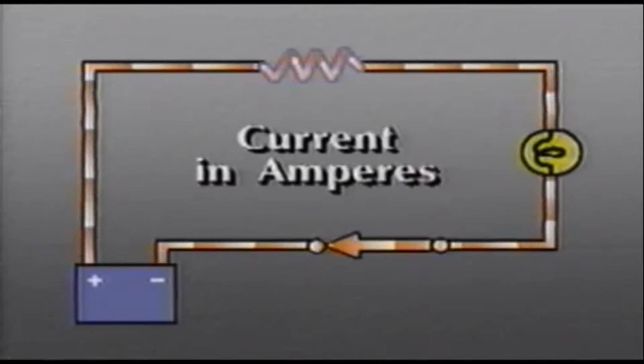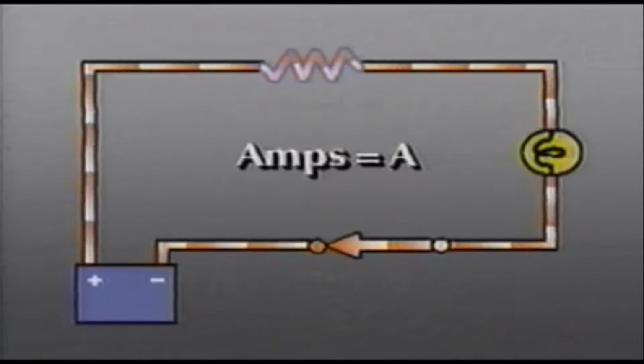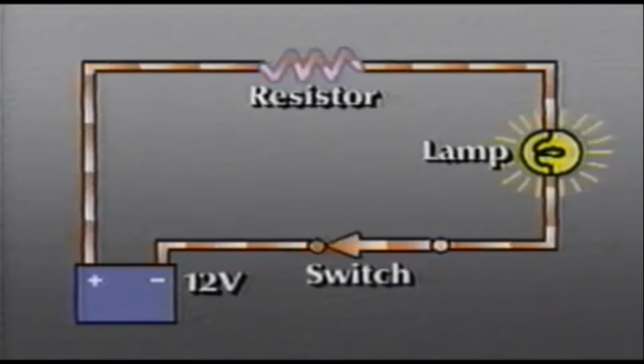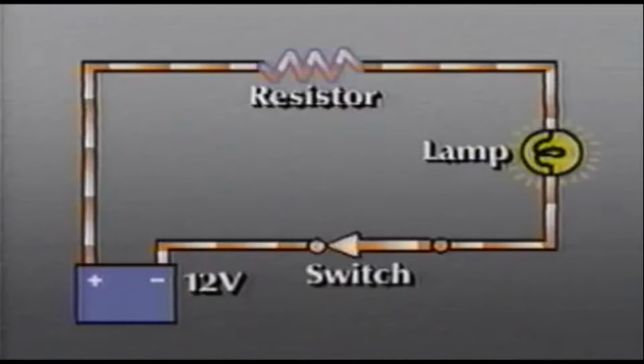Electrical current flows through a circuit in amperes, or amps. We use the letter A to symbolize amps. If a high amount of current is flowing through the circuit, the amperage, or amp rating of the circuit, is said to be high as well. And if there is only a small amount of current flow, the amperage is low.